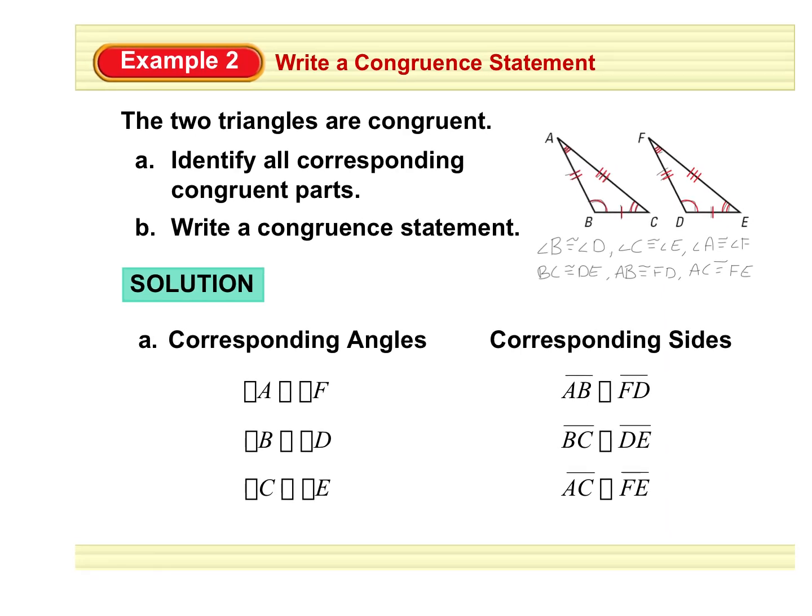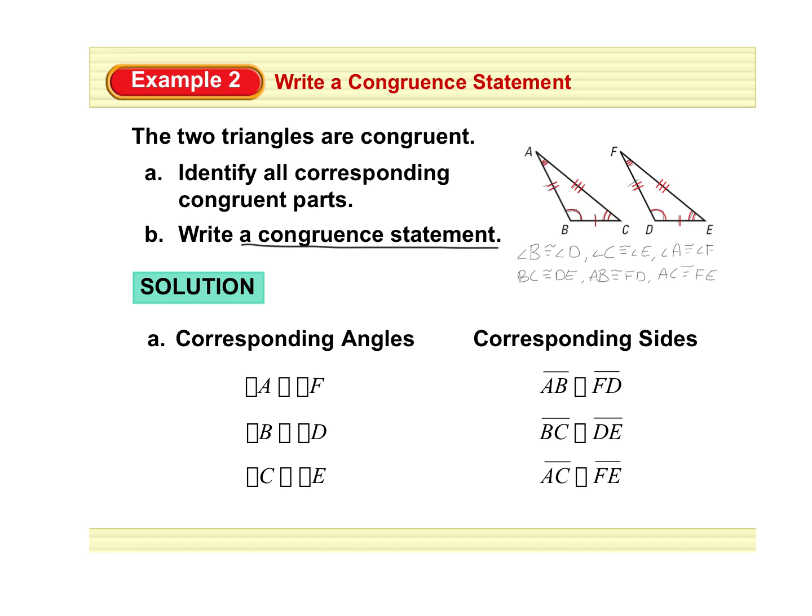Okay, so now it wants us to write a congruency statement. So that is saying this triangle is congruent to this triangle. But remember, you have to line them up correctly. Okay, so let me just start randomly. Triangle ABC is congruent to triangle. What was the angle that we said went with A?